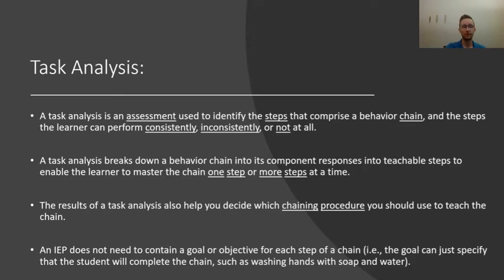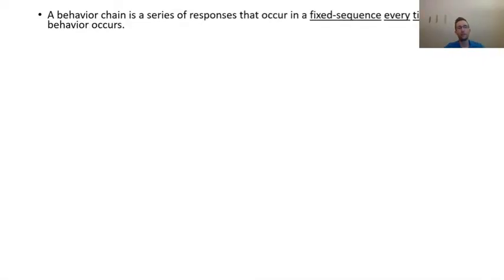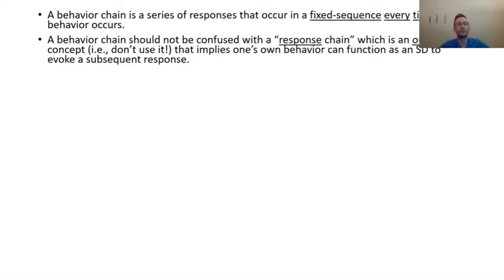of the task analysis. And a behavior chain, to be distinguished from a task analysis, is a series of responses that occur in a fixed sequence every time the behavior occurs. So the task analysis is the assessment. The behavior chain is the target behavior you're assessing. And the data from the task analysis are used to select a chaining procedure you would use to teach the behavior chain.